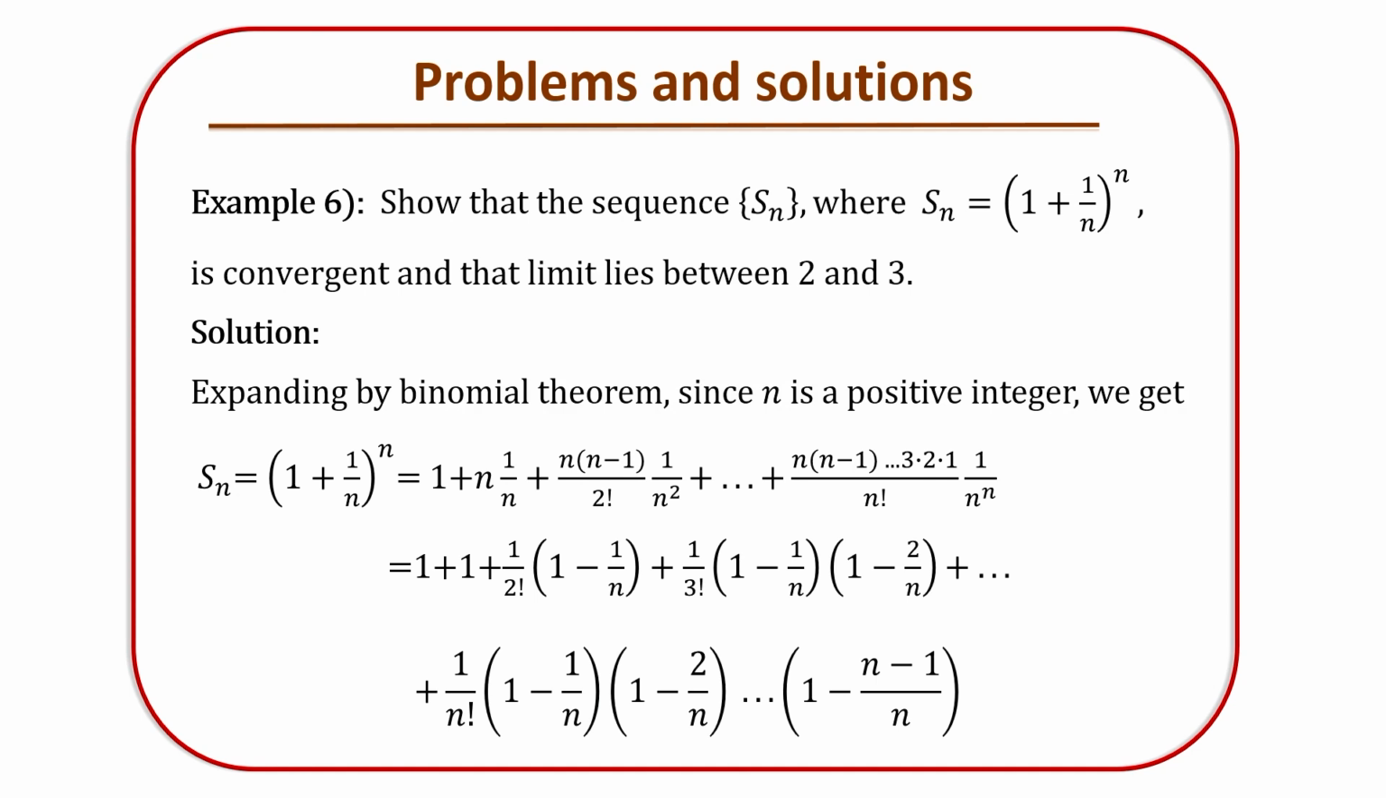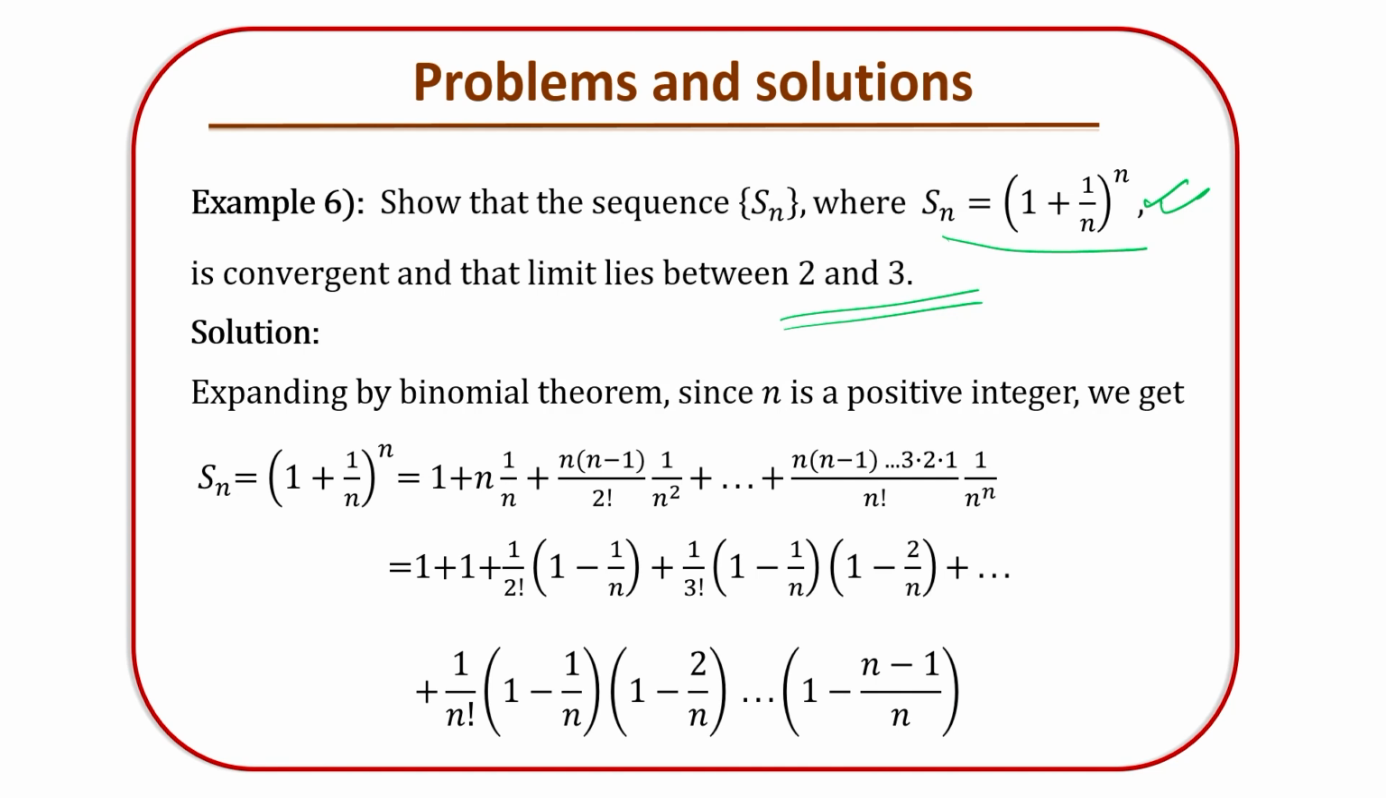Now look at problem number 6. The sequence S_n, where S_n is given by (1 + 1/n) to the power n, is convergent, and that limit lies between 2 and 3. This is quite easy to do, right. So we have to prove this one. As I was already telling you earlier, you may have read this limit in 11th or 12th class, but now I will show the expanded form or theorem of this one.